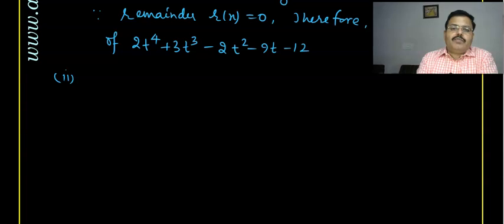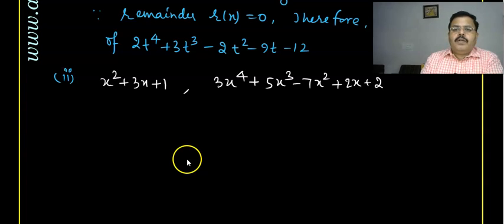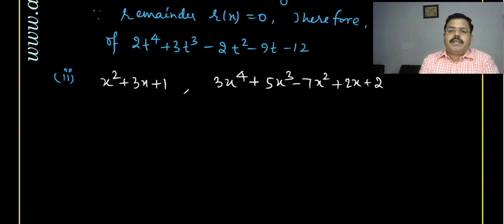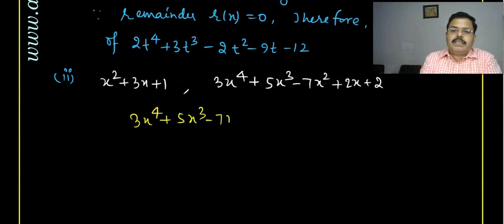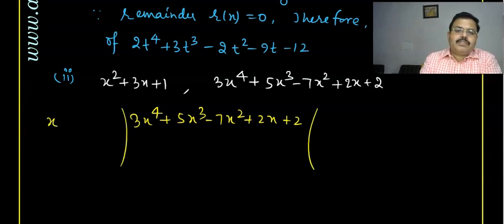Now let us move to the second question. So the second question is this: x square plus 3x plus 1 is the first factor, and the second factor is 3x4 plus 5x cube minus 7x square plus 2x plus 2, and we need to divide it by x square plus 3x plus 1.